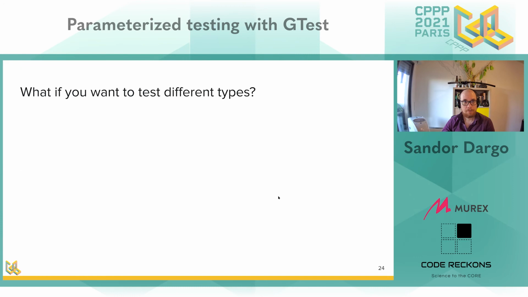So what if you want to test different types? That's also possible. And we don't have to use any specific feature of GTest for that, because basically that's something we can emulate with a combination of a variant and a visitor.